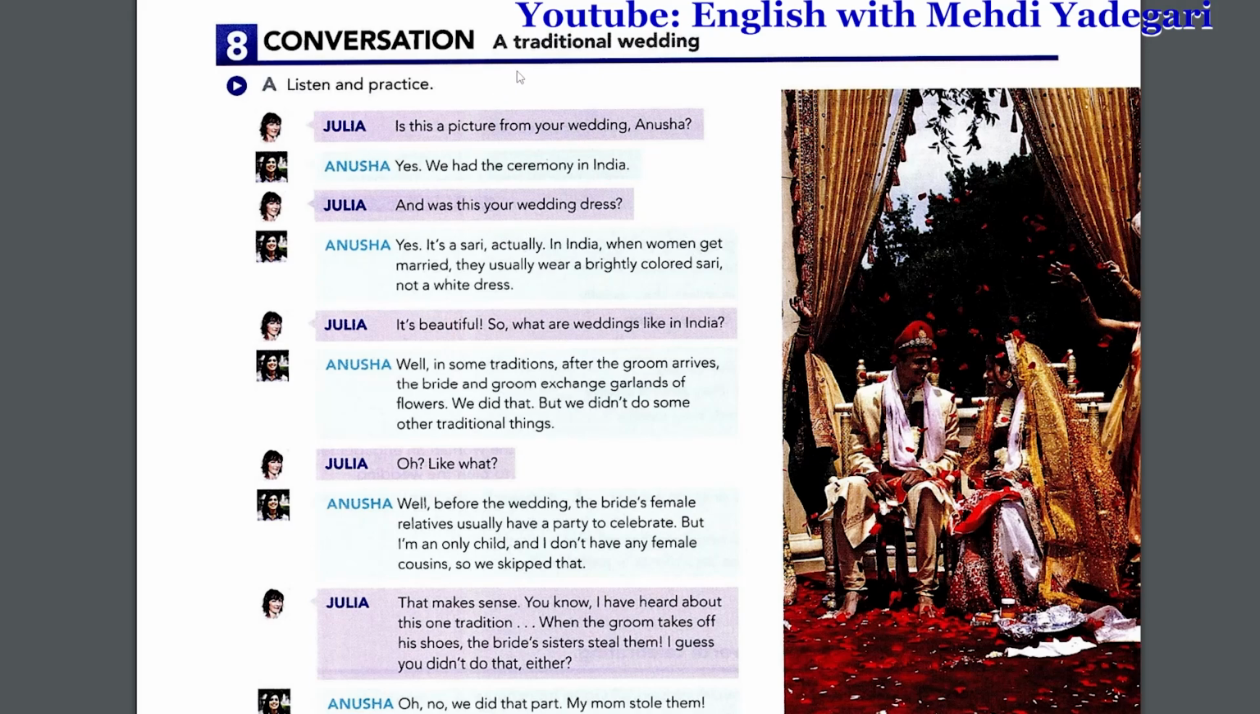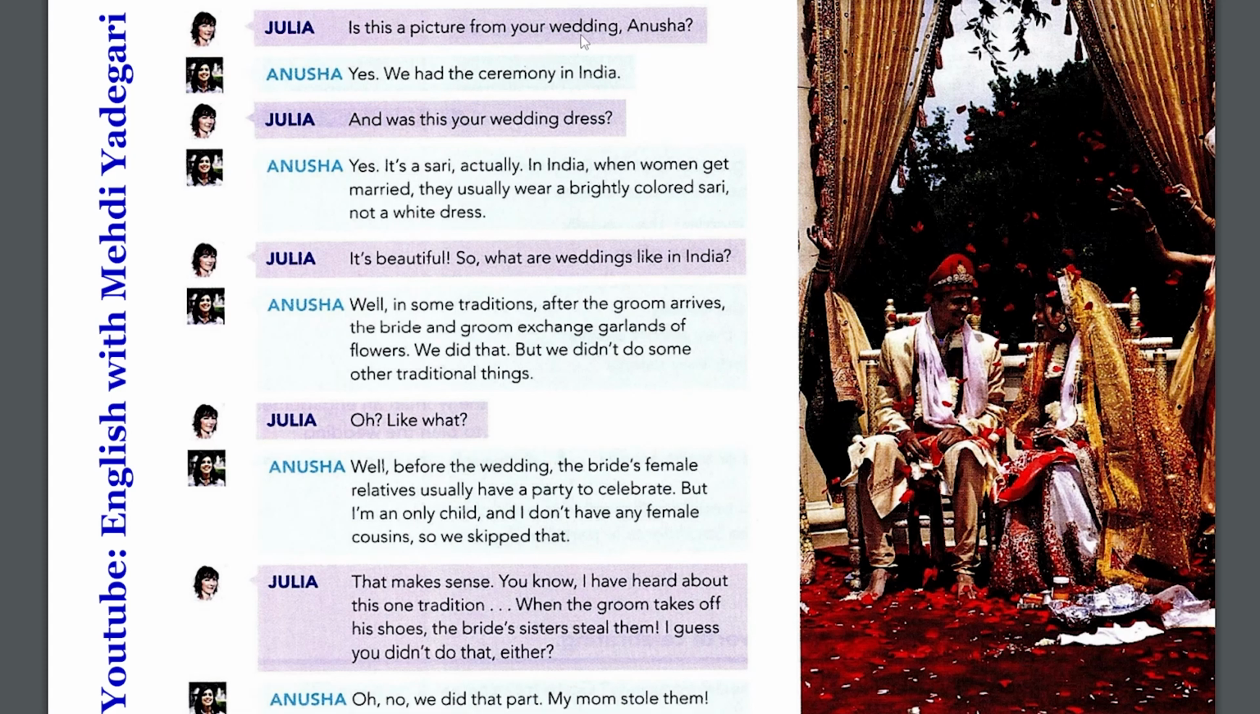Part 8. Conversation. A traditional wedding. This is a conversation between Julia and Anusha. Is this a picture from your wedding, Anusha? This picture right here? Yes, we had the ceremony in India. And was this your wedding dress? Yes, it's a sari actually. In India, when people get married, they usually wear a brightly colored sari, not a white dress. توی هند وقتی کسی ازدواج میکنه معمولا یک لباس خیلی روشن به نام ساری میپوشه. لباس سفید نمیپوشه. It's beautiful.